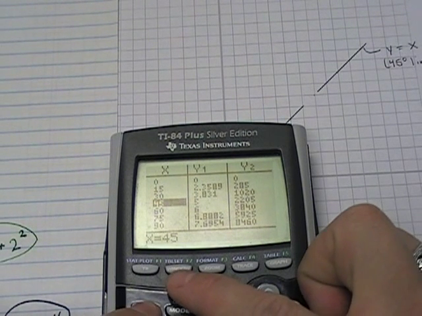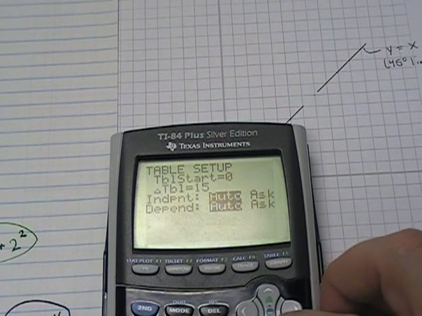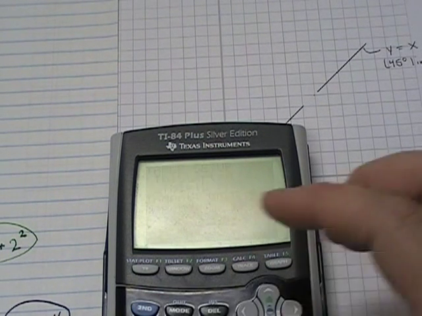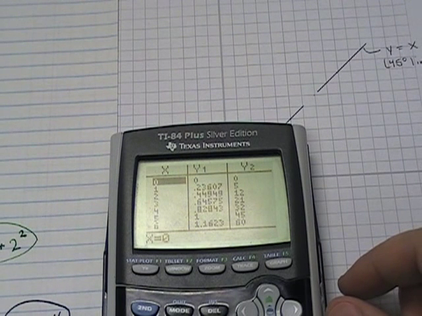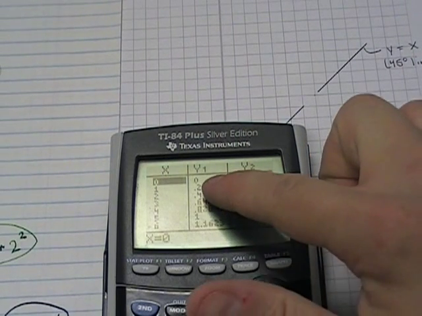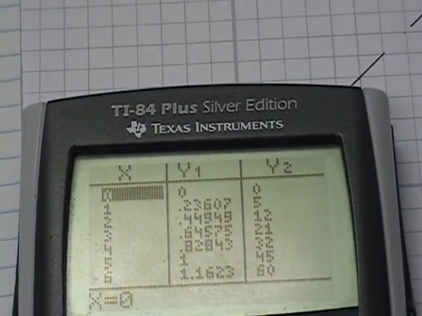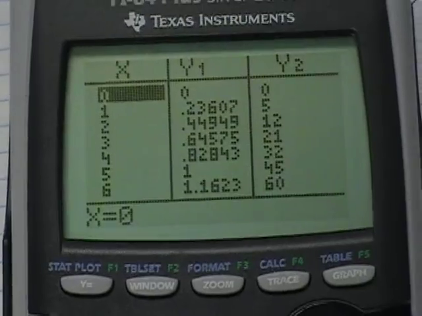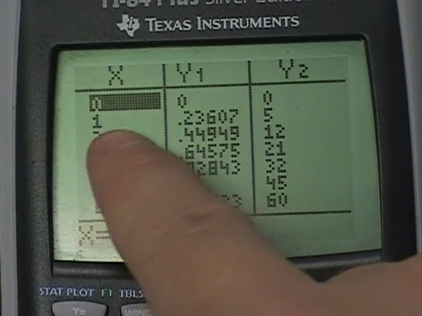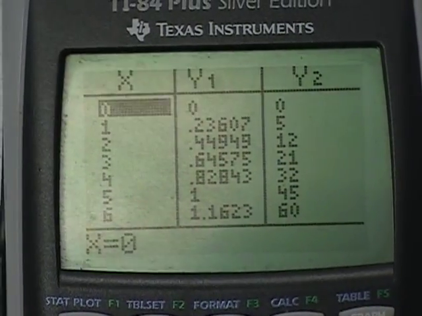Look at my table: 0, 15, 30. It's set up wrong. So I go to table set, which is right above the window key. I want my table to start at 0, and I want delta table to be 1. Go back to the table, and I see this. Now, what this tells me is, for the first function, the square root of x, here are the y values as x is 1, 2, 3, 4, etc. So I'm going to try to graph the values in the center column, where x is 0, y is 0, x is 1, y is 1, x is 2, x is 3, and so on.